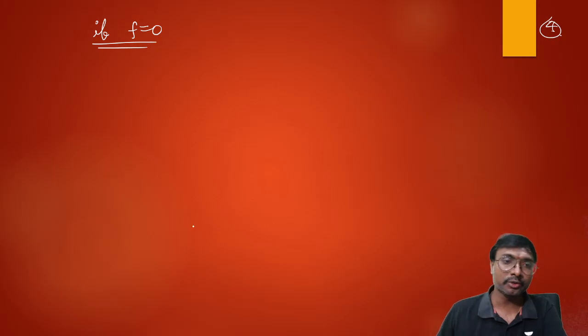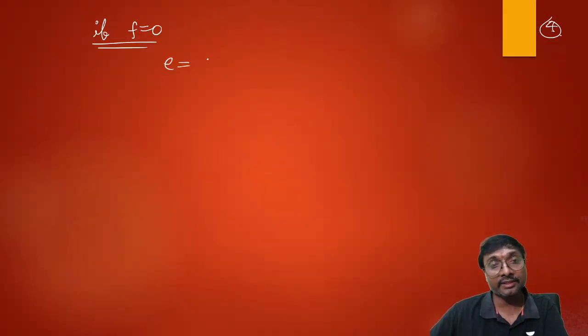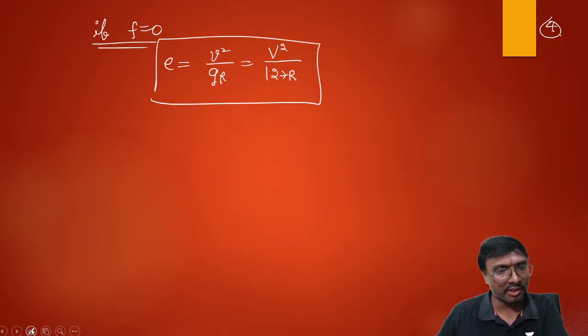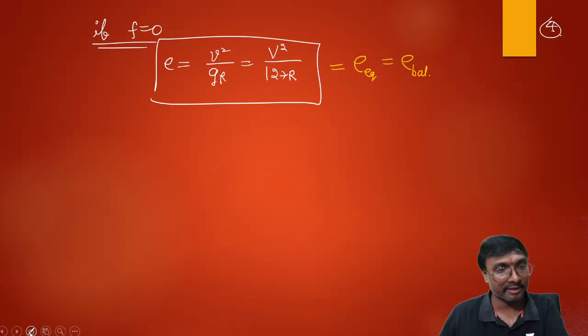Now, suppose that friction itself is zero, then who is supposed to resist the entire centrifugal force? The entire centrifugal force will be balanced by the super elevation only. So e equal to small v square by gr, which is also equal to capital V square by 127 r. So what is this super elevation called? It is called the equilibrium super elevation, or the balanced super elevation.